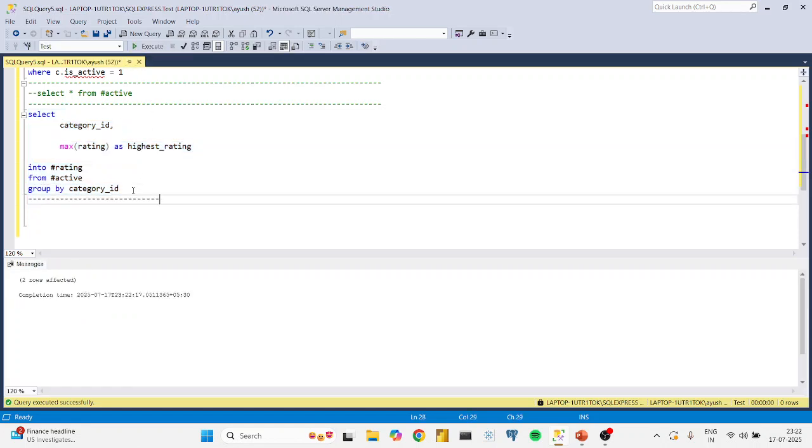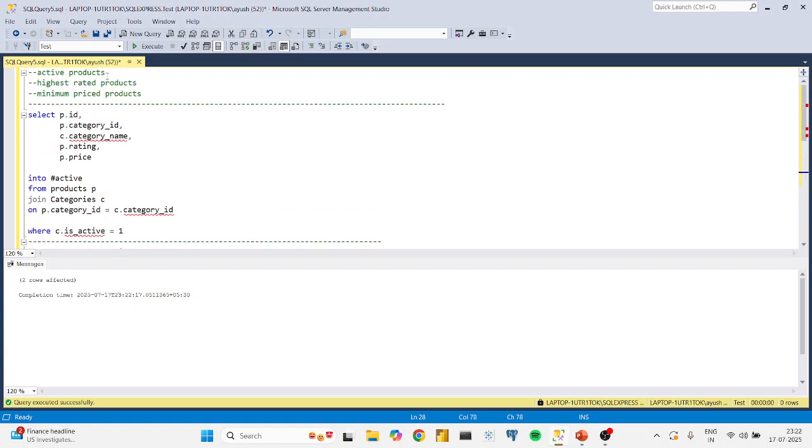Okay, so now we have achieved two of the problems, right? Two of the three problems. We have taken out the active products. Among those active products, we have taken out the highest rated products. Now what we have to do is find, among those highest rated and active products, the minimum price products, right?